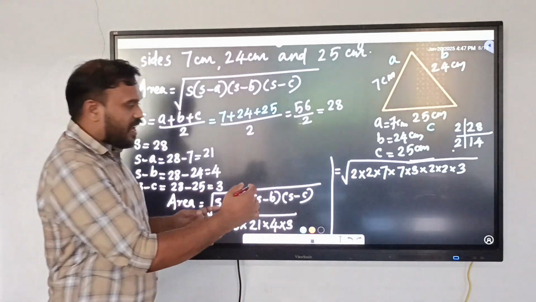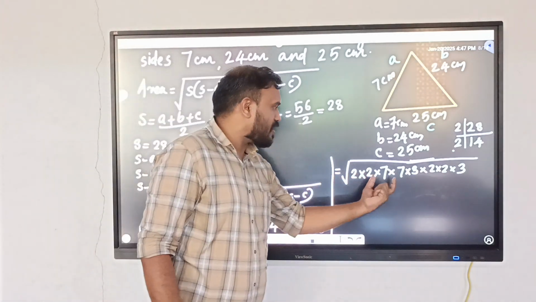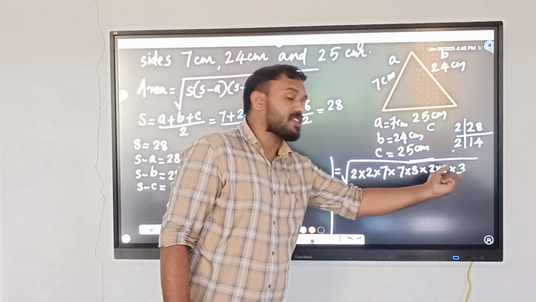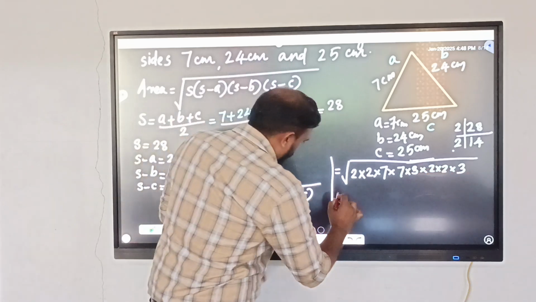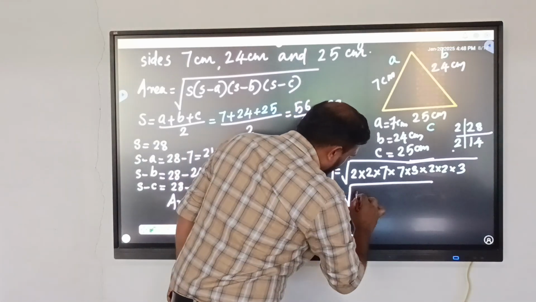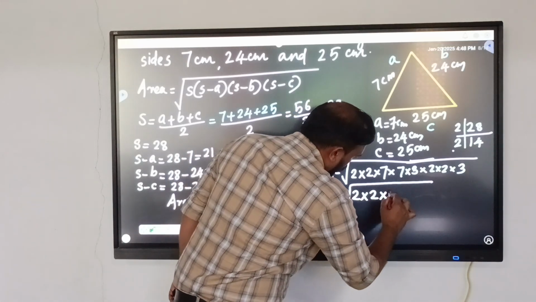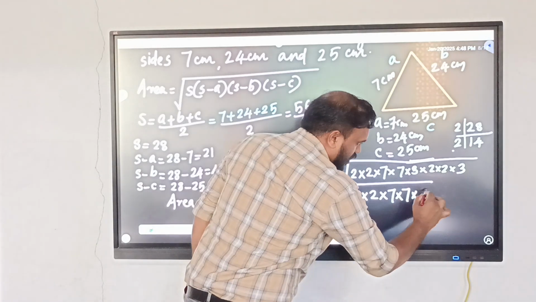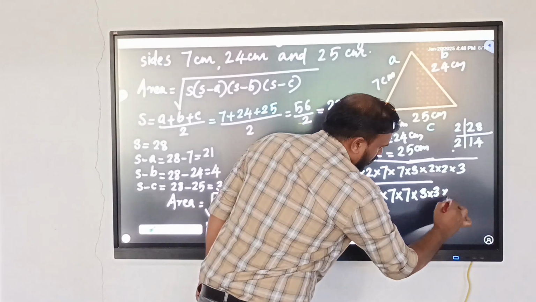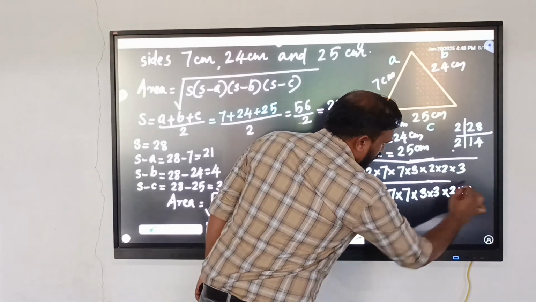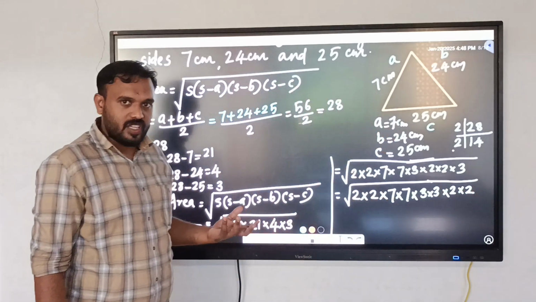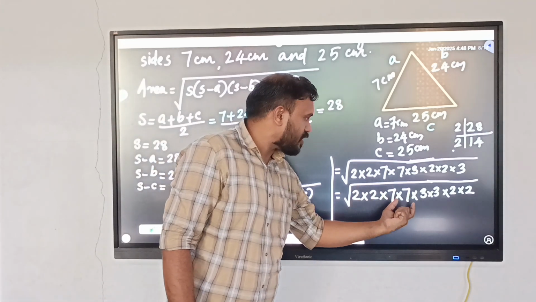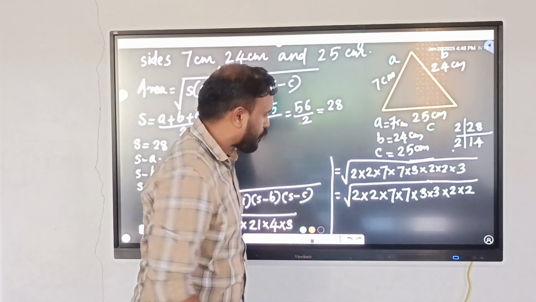Now let us rearrange it. See, here we have 2 into 2, 7 into 2, and here you can see 3 doesn't have a pair, that pair is at the last. So we can write root of 2 into 2 into 7 into 7 into 3 into 3 into 2 into 2. We know that multiplication is associative, so here we can write 2 into 2, then 7 into 7, 3 into 3 and 2 into 2.